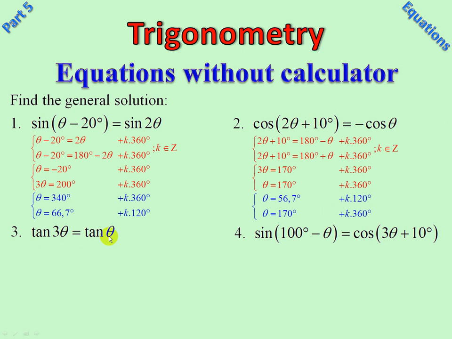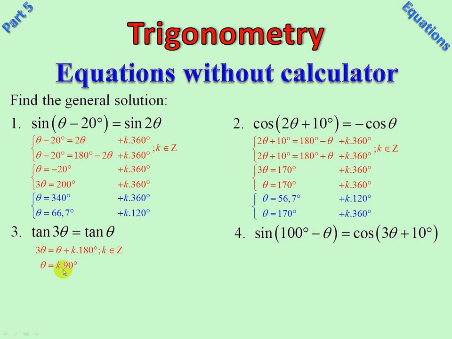Tan 3 theta equals tan theta. Now you can decide whether you want to go 2 quadrants with k360, or you want to go 1 quadrant with k180. I've got 1 quadrant because I'm being lazy, much easier. 3 theta equals theta plus k180. Theta goes across, 2 theta equals k180, theta equals k90.